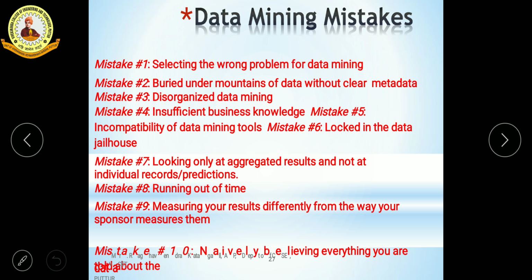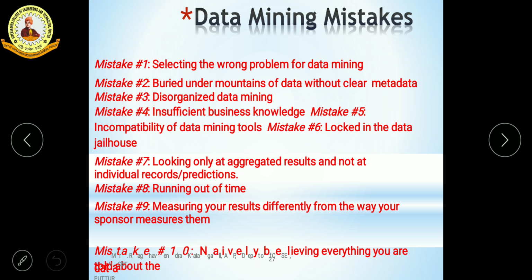Then your next mistake is insufficient business knowledge. If you don't have a deep understanding of your business, then you don't know what to mine or what kind of data you need to mine. That is one of the mistakes. Then mistake 5, incompatibility of data mining tools. All the tools for data gathering, preparation, mining and visualization should work together, right? They should go hand in hand, right? Then mistake 6, locked up in data jailhouse. Using tools that cannot work with data from multiple sources in multiple industry standard formats may leave you locked up in the data jailhouse. So that is one more mistake.